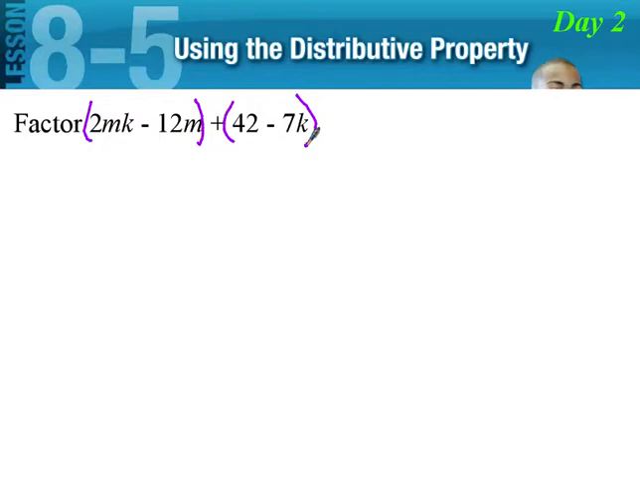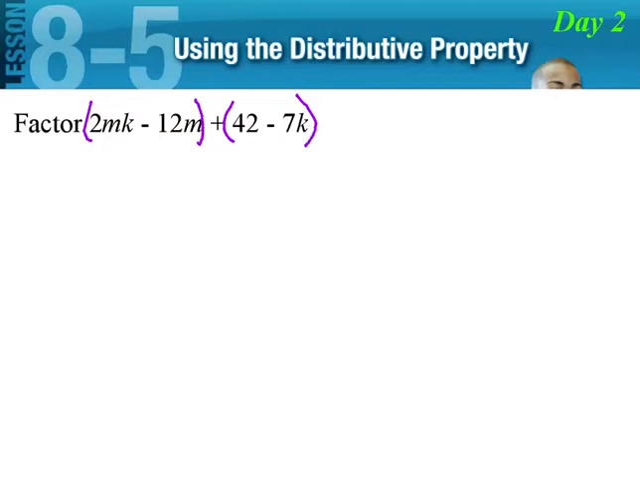Look at the relationship between 2 and 12. The relationship is that 2 times 6 is 12, right? Let's look at these. The relationship there is that 42 times what is 7? So if you notice there, it's not going to work because the relationship needs to be the same.